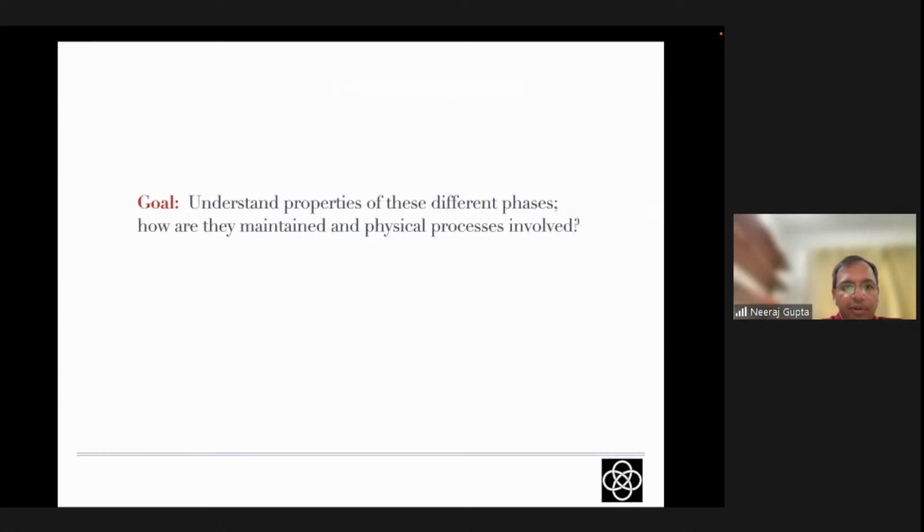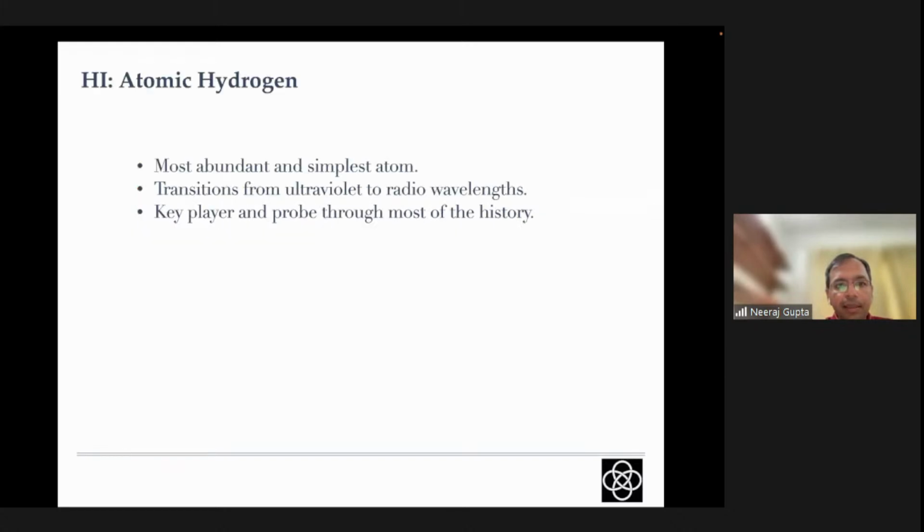And next we are going to look at what its physical properties are and how it interacts with other phases of the ISM. So let's now focus on the atomic phase, which is what we wanted to focus on in these lectures. So neutral hydrogen. Let us just try to understand it at the atomic level.